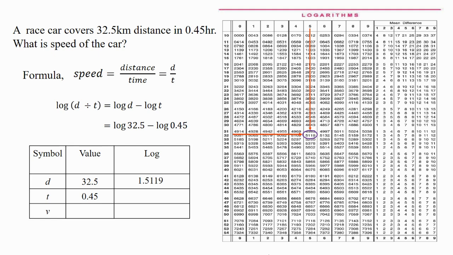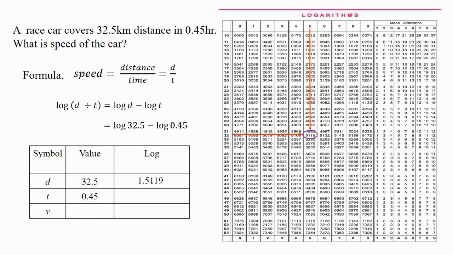So the value is 1.5119, where the 1 is the characteristic, and 0.5119 is the mantissa. Now let's go for the time value, which is 0.45. Now the given number 0.45 is less than 1. Hence the characteristic of that number should be negative, which is represented in terms of a bar. So the characteristic of this number is bar 1, since only one 0 is present before the first non-zero digit. So the characteristic, again I repeat, is bar 1.